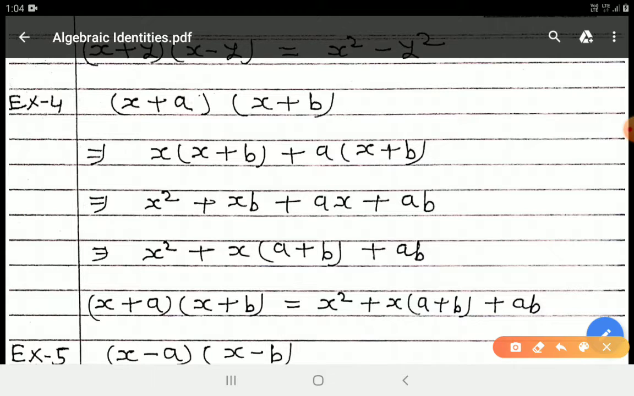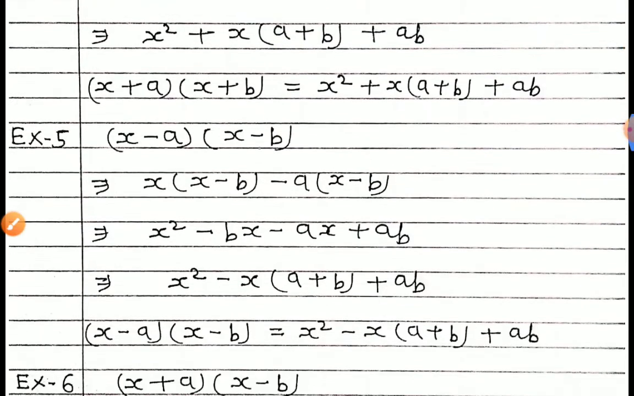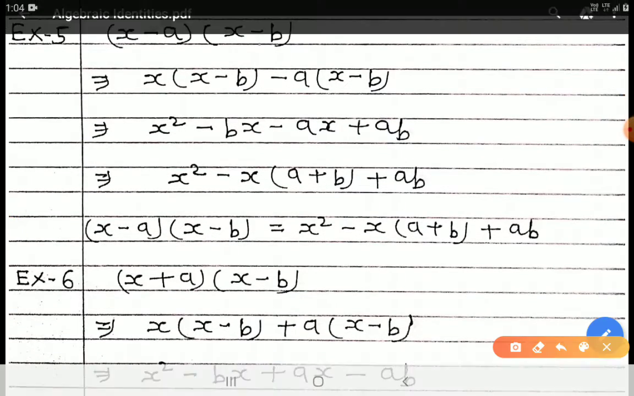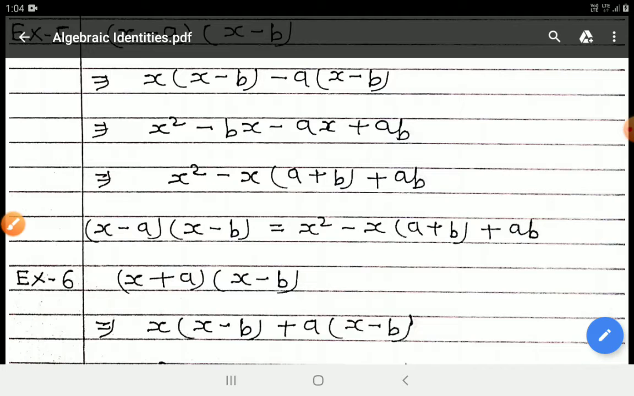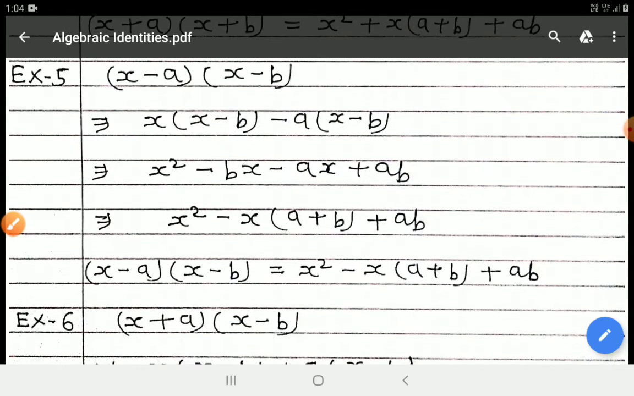Okay, now next, the fifth one. See the identity we are going to discuss, the fifth one, that is same like the fourth one. What is the difference? Only the difference is sign. Okay, only the sign is different, other things are same. So let's discuss. Fifth one is (x - a)(x - b).